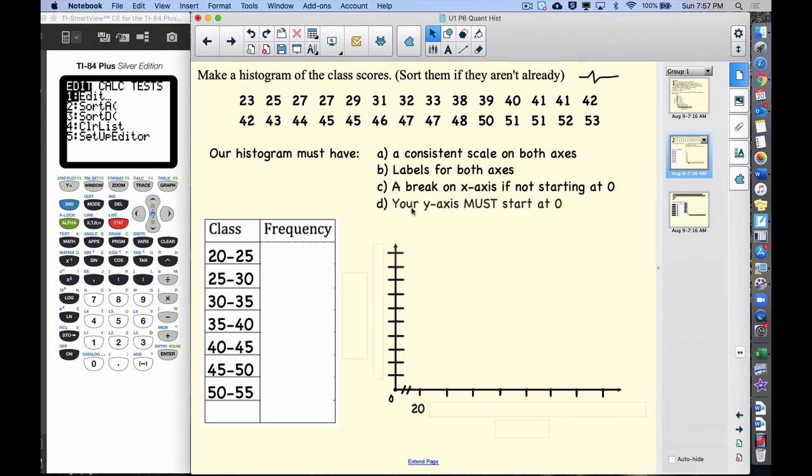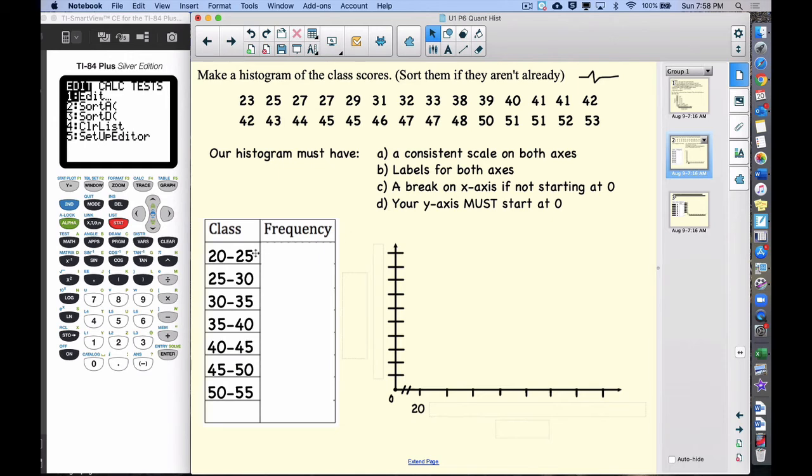And then the last thing we need to include is our data. Our y-axis must start at 0. And this actually goes back to some of those tips for categorical graphs. Even though I can show a break and start my x-axis somewhere higher if that's where my numbers are, my y-axis should always go down to 0. I might need to change my scale. If I have a ton of data points, each of these tick marks might represent 50 data points. But I have to start at 0 and then start counting up from there.